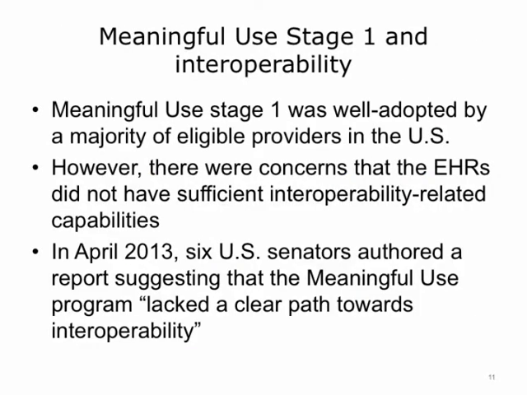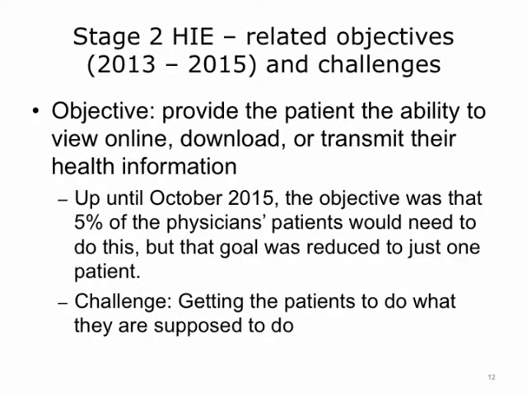With respect to interoperability, although Meaningful Use Stage 1 was associated with an increase of adoption of electronic health record systems, there was concern that the EHRs that were being adopted did not have sufficient interoperability-related capabilities. In 2013, six United States senators authored a report suggesting that meaningful use "lacked a clear path towards interoperability." In Stage 2 of meaningful use, there were additional health information exchange-related objectives that were intended to further interoperability.